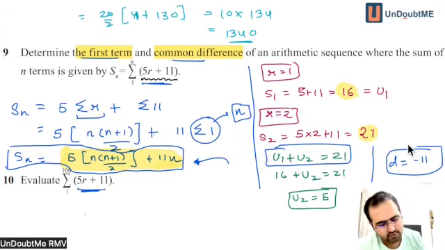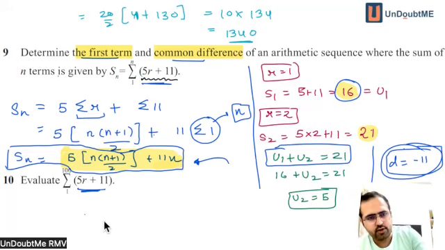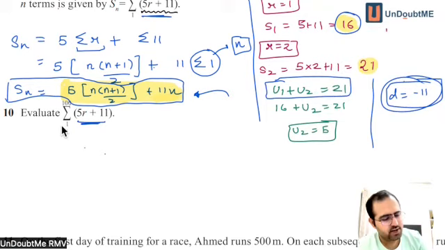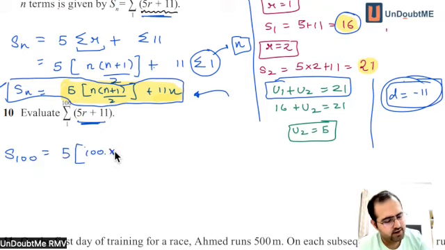Okay, they were asking for the first term, so the first term is 16 and negative 11. We are done. For the second question, the 10th question, we need to find the sum of 5r plus 11. We have already obtained the expression for the sum. This is how we have to do it. In the end, you will just put n is equal to 100 in that. So 5 times 100 times 100 plus 1 over 2 plus 11 times 100.